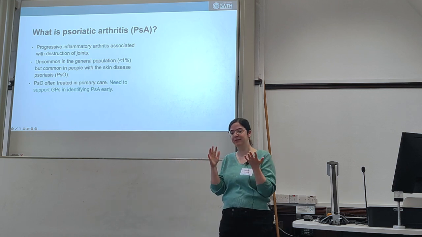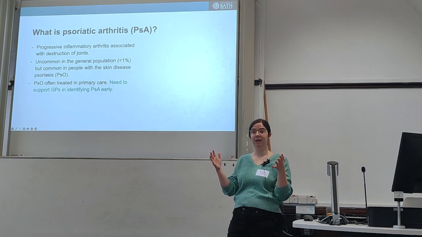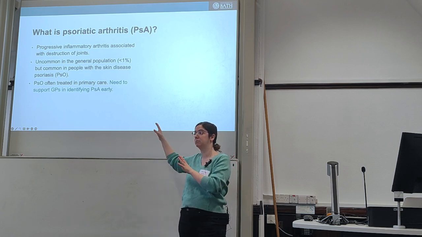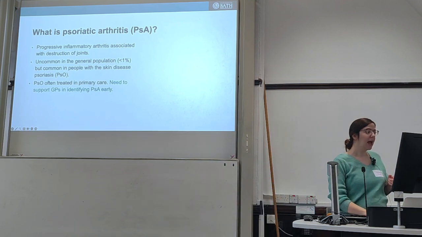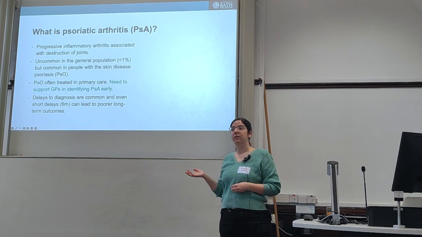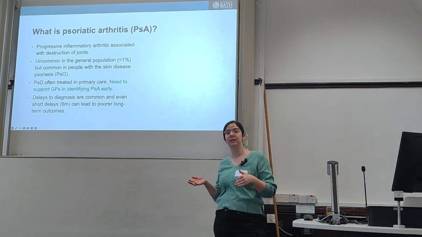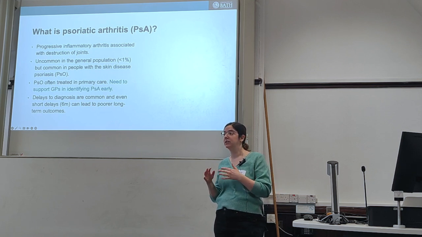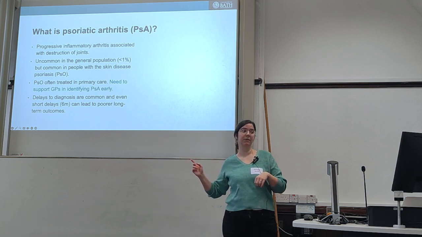So we need to help somehow these GPs, who are pretty good at looking after people who just have the skin disease psoriasis, decide, right, it's time for you to go see a rheumatologist because you may have this more severe joint-destroying thing called psoriatic arthritis. And it's really important that they do that in good time. There's some research from the group at Bath that has looked at delays to diagnosis, and even short delays to diagnosis of 6 months or so can really lead to irreversible damage to the joints. And these delays to diagnosis are really common right now.